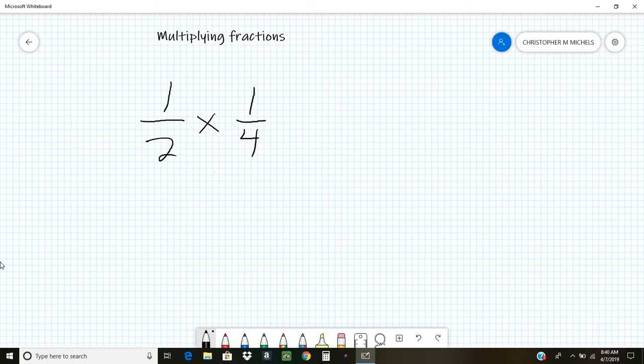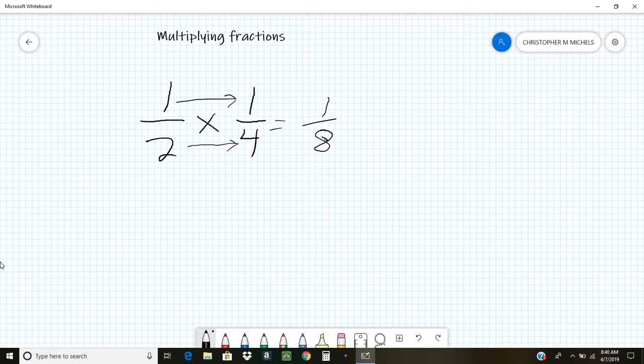So when you're multiplying fractions, the first thing you want to look for is to see if you can reduce anything diagonally. So we look at this one, 1 and 4, nothing to reduce there because they don't have any common factors. 1 and 2, nothing to reduce there because, it's 1 and 2. They have nothing in common. So when we multiply, we go ahead and multiply straight across. 1 times 1, and then 2 times 4. 1 times 1 is 1. 2 times 4 gives me 8. So we get 1/8.